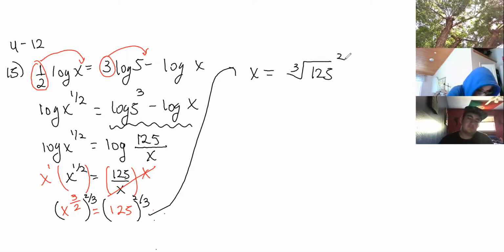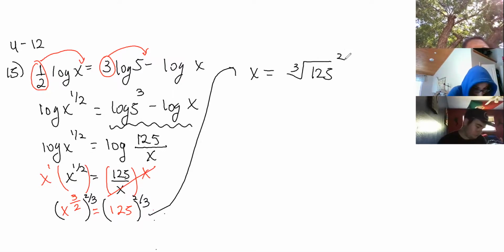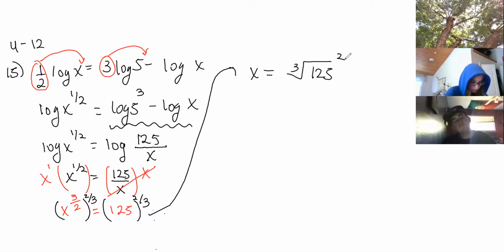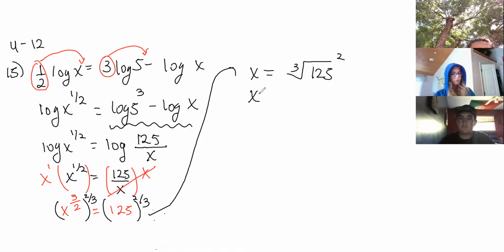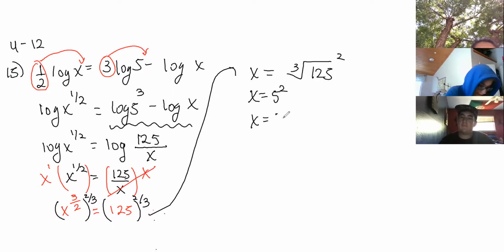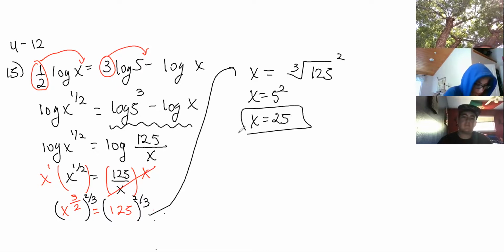Do you agree that's how I would rewrite it? The cube root of 125 squared, that's what 2/3 powers mean. So what's the cube root of 125? 5, and then you square that, right? So your final answer is 25.